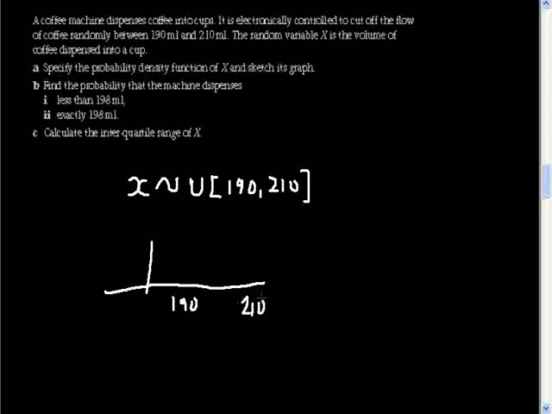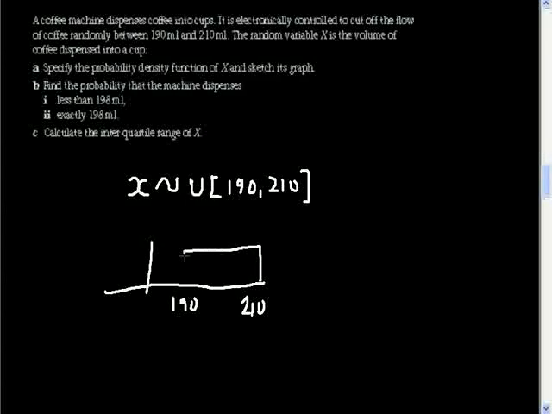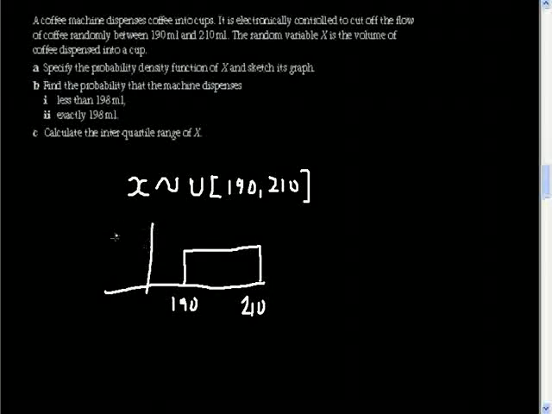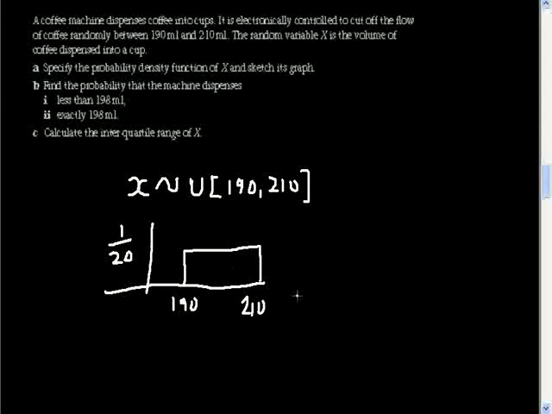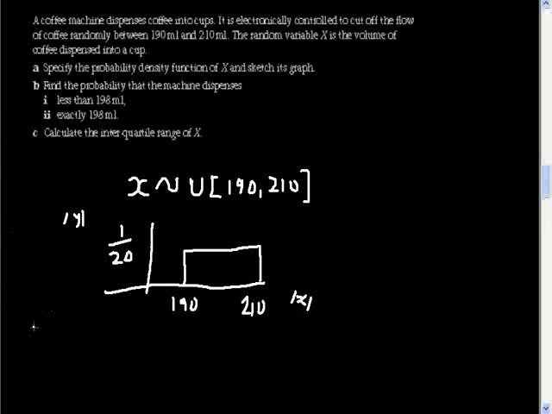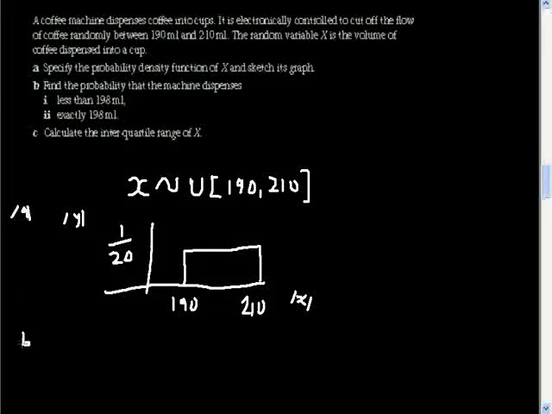I also have to sketch it. The sketch would look something like this. Say 190 is here, and 210 is here. I draw a little block there, and this value is 1 over b minus a, so that's 1 over 20, which is the difference of this. Let's call that x and that's y.